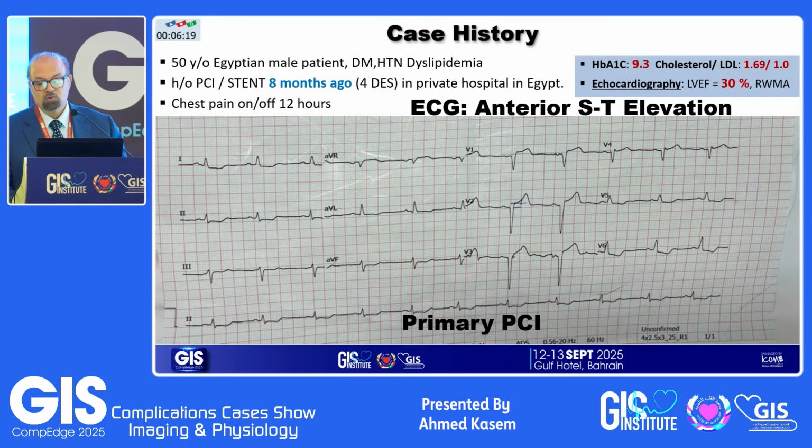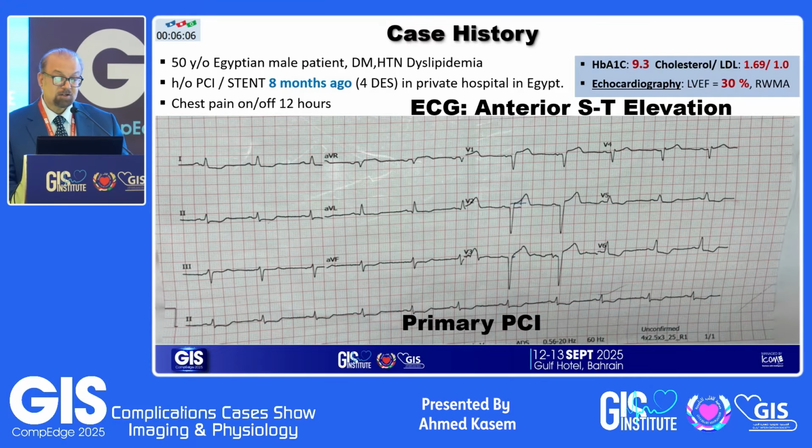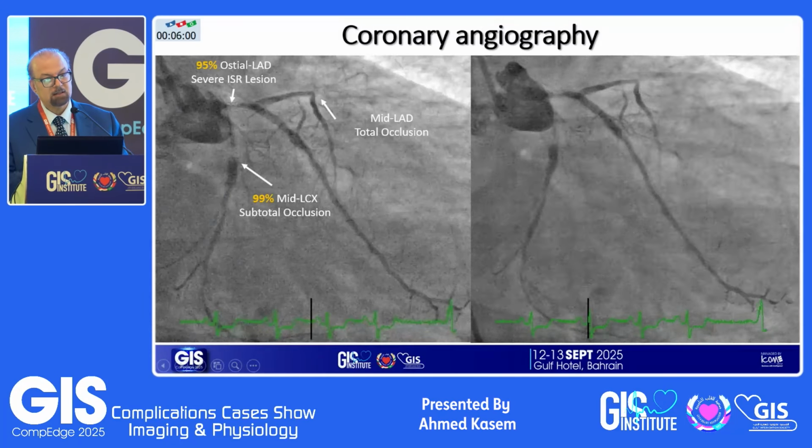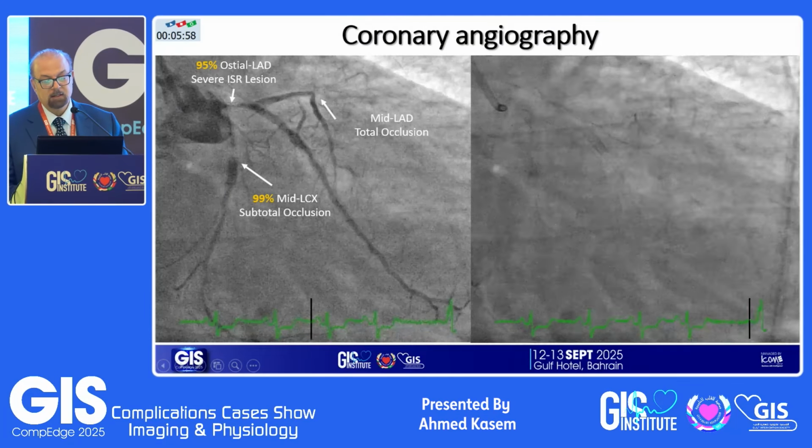The patient came to the emergency department with chest pain on and off for 12 hours. Hemoglobin A1C 9, LDL 1.6, and echo 30%. ECG showed mild ST elevation in the anterior leads with Q wave, or maybe late presentation, we don't know, but the patient came in stressed and in severe chest pain. So I immediately activated the cath lab and took him.